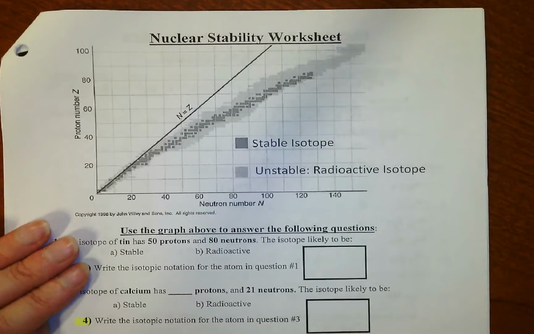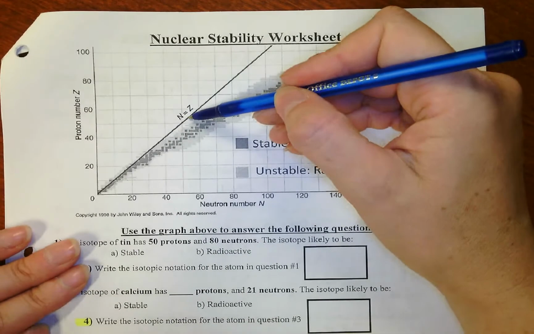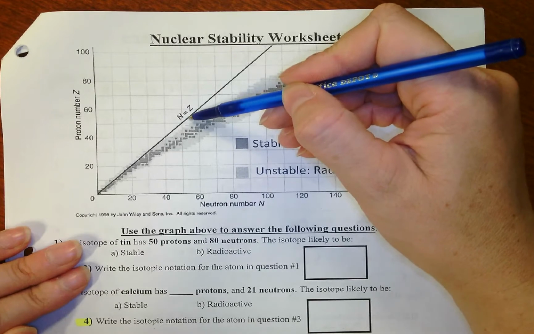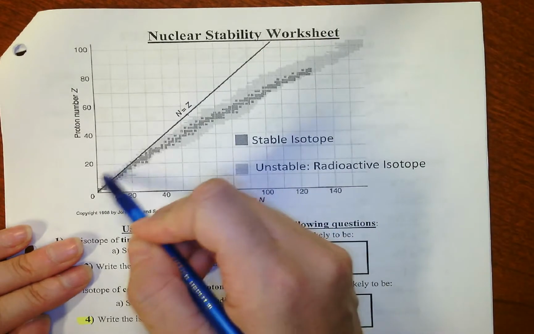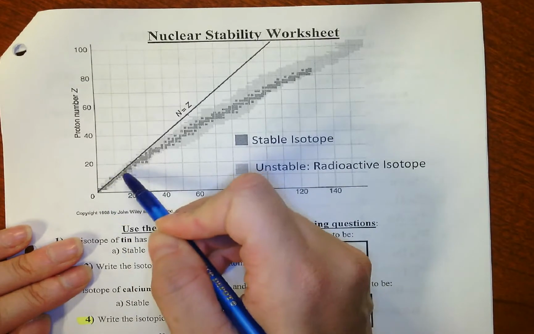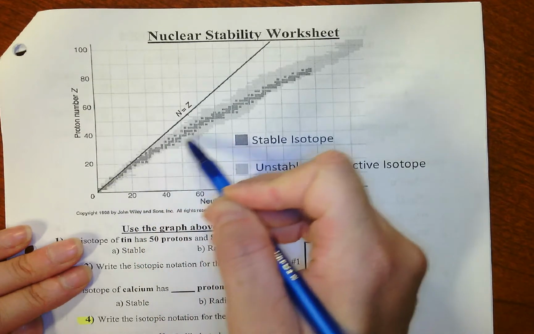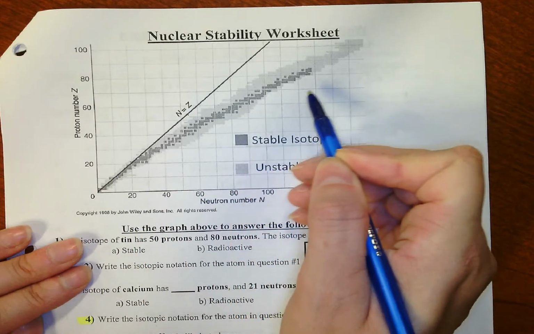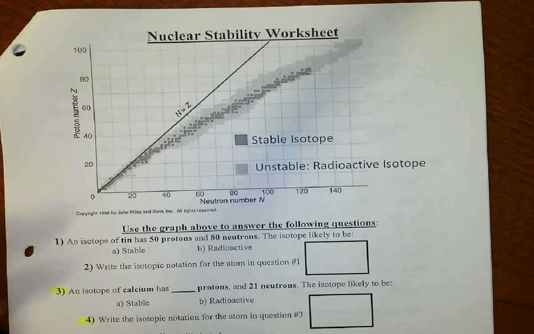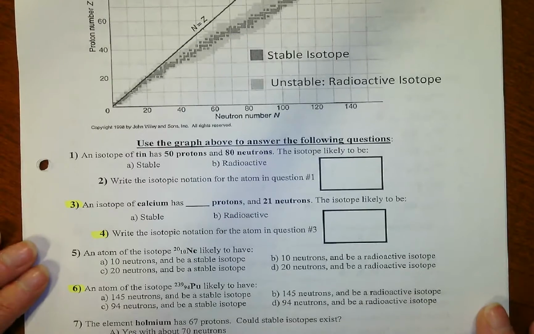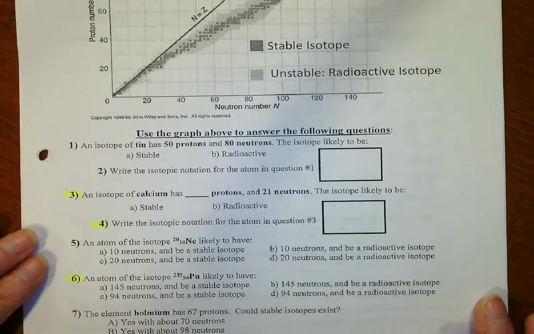Which is right here, right? Our stability worksheet. This N equals Z line you can ignore. That's just telling you if your protons and neutrons are equal. So really what we're showing you is small atoms tend to be stable when protons are equal to neutrons. But the bigger your atom gets, the more neutrons you need. Okay, so it doesn't stay a 1-to-1 ratio. So my dark color is going to be stable. The lighter color means unstable, which is radioactive isotope.